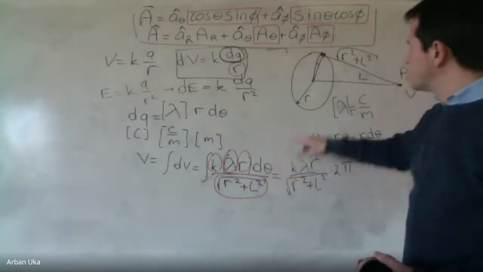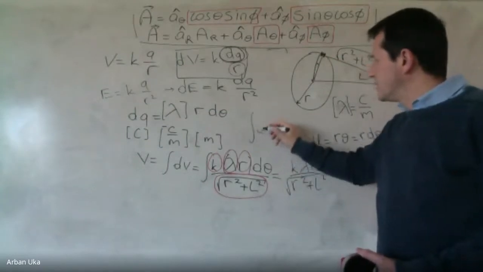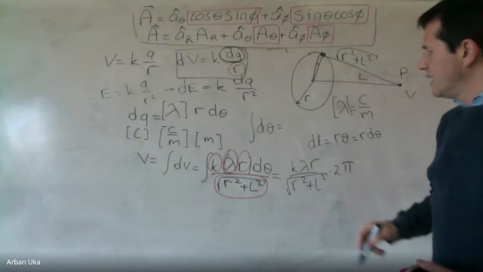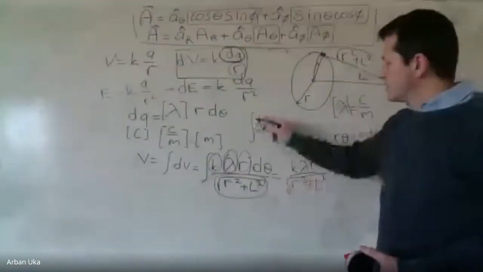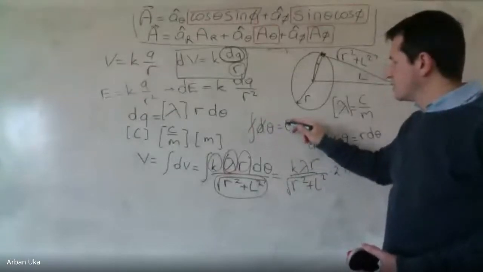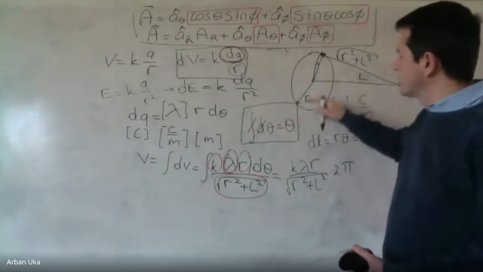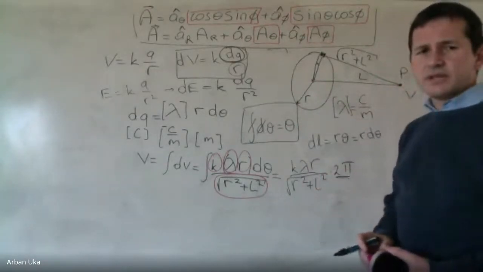So d theta is the only quantity which remains inside, and we know that the integral of d theta is equal to what? The integral and the differential are inverse operations of each other, so they cancel out, and this is equal to theta. But we also have to apply the limits. The limits go from 0 to 2 pi. So that's why we get this 2 pi here. So that's the answer. Okay.